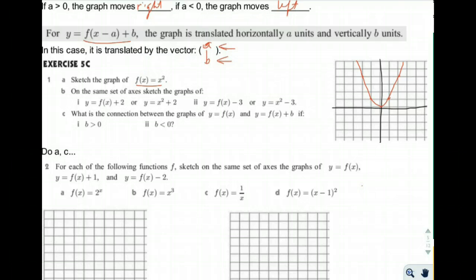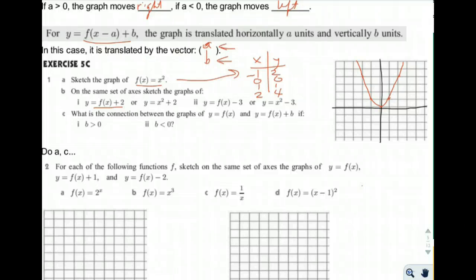For B, it says on the same set of axes, sketch the graphs of, and then they give us some different variations of that. And just like when you graph the parabola, if you don't remember what it looks like, you just graph some points here. So you graph -1, 0, 1, 2, etc. And so that's when you put those points, x coordinates in there, and then you get the y coordinates out, like that, for example. Okay. Now you do the same thing with each one of these.